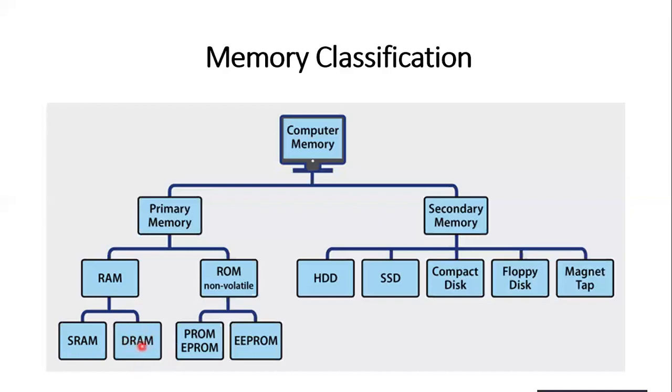So normally a 4 GB or 8 GB computer uses DDR RAM. A computer also uses SRAM, depending upon the configuration of the computer.